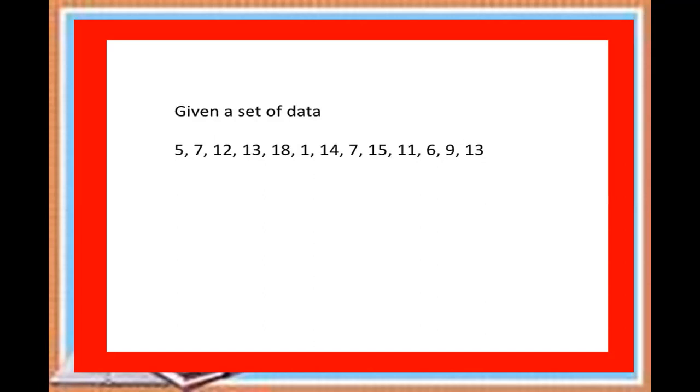Range of a set of data is the difference of the highest value and the lowest value. The bigger the range, the more spread the data, and the smaller the range, the closer the data are together, or it could be more consistent.